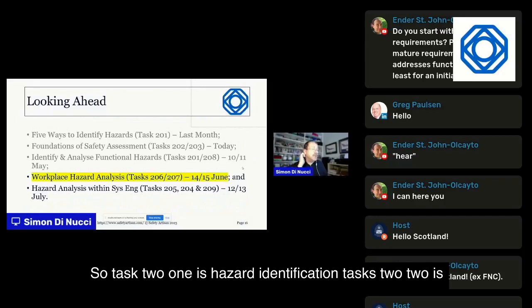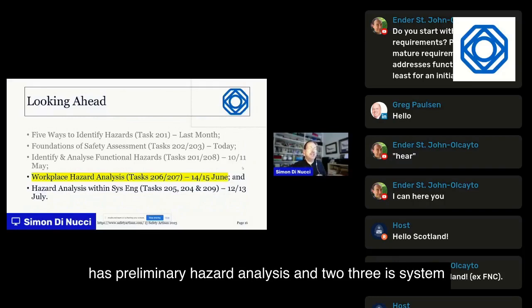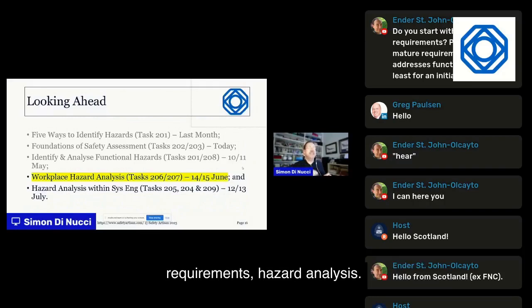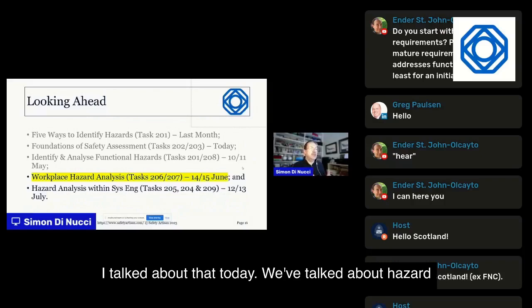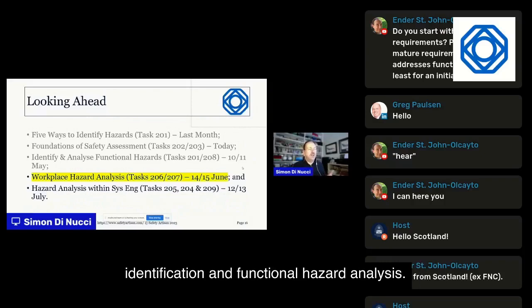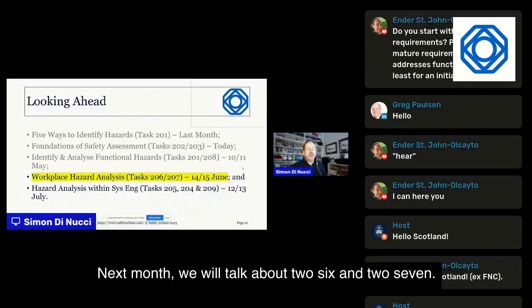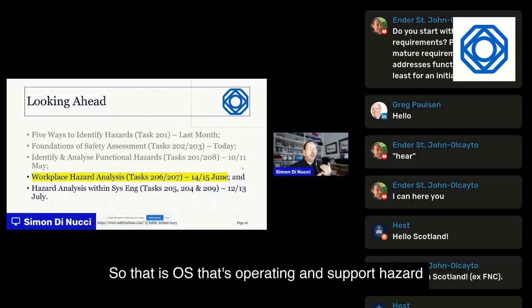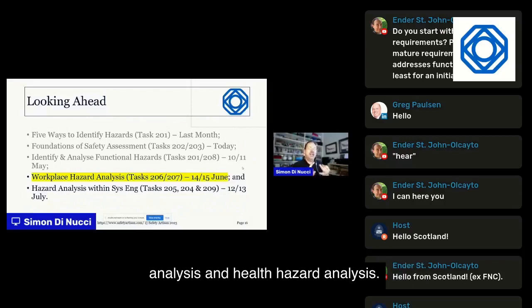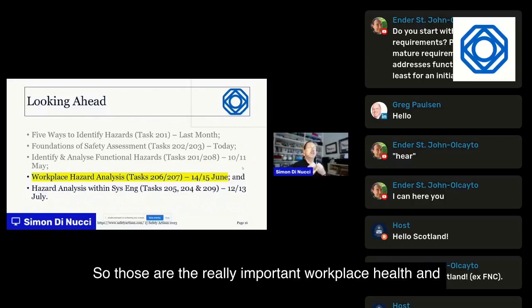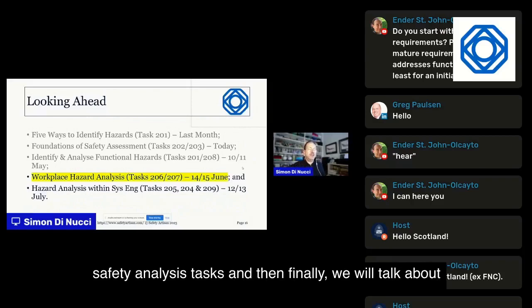Task 201 is hazard identification. Task 202 is preliminary hazard analysis, and 203 is system requirements hazard analysis. I talked about that. Today, we've talked about hazard identification and functional hazard analysis, so that's tasks 201 and 208. Next month, we will talk about 206 and 207. That is OSHA, operating and support hazard analysis, and health hazard analysis. So those are the really important workplace health and safety analysis tasks.